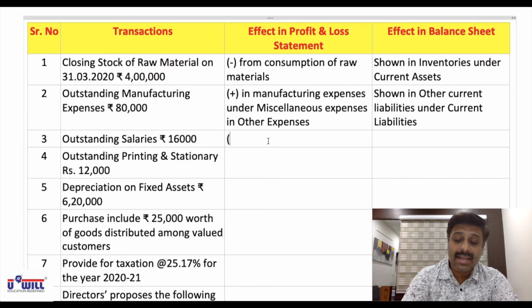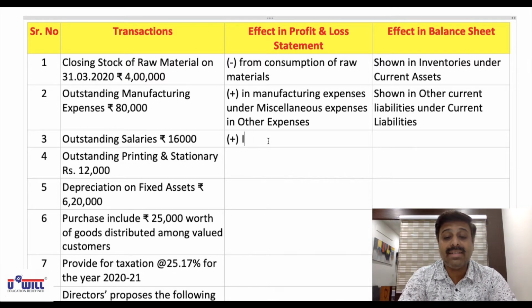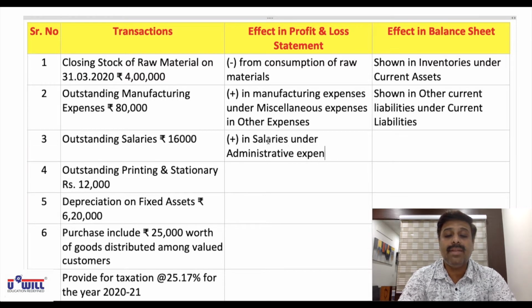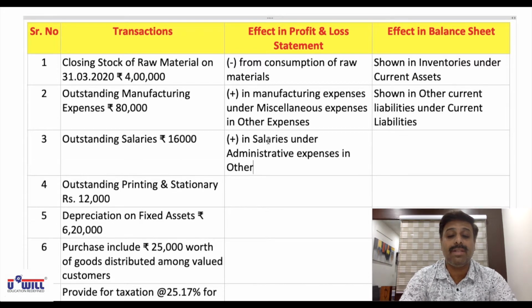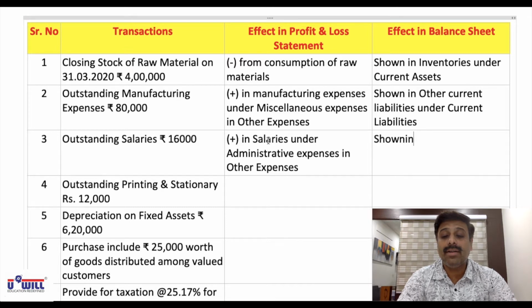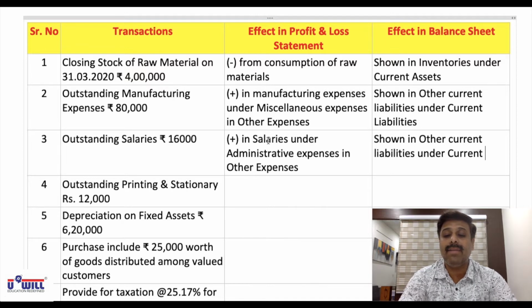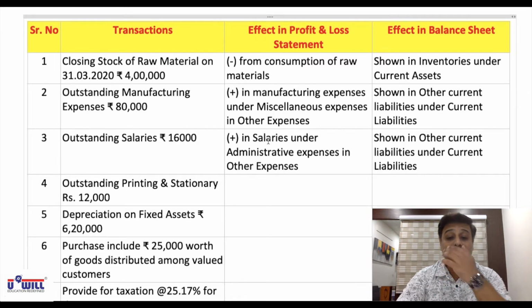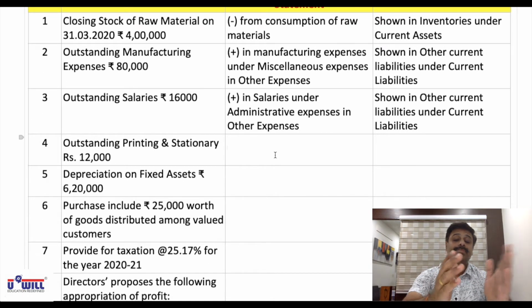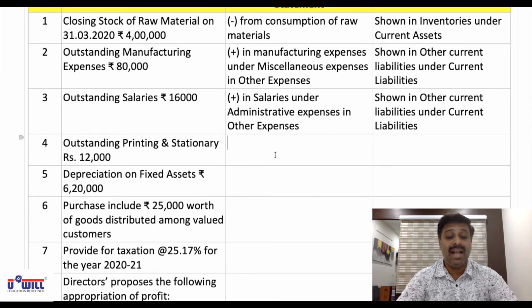Exactly same way, outstanding salaries we will add in salaries, and salaries will come under administrative expenses, and administrative expenses will come in other expenses. And second effect, again we will show it in other current liabilities under the heading of current liabilities. All of you must understand both the effects properly, because these are the adjustments generally which we will have when we solve the practical questions.